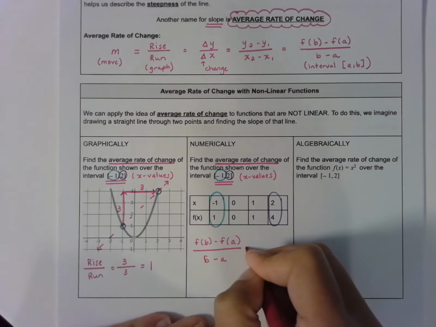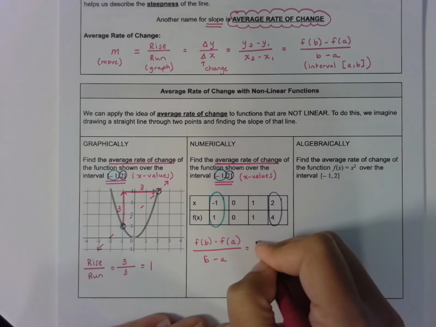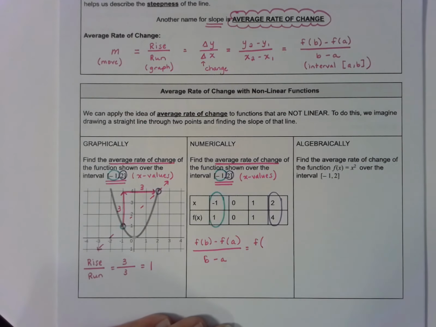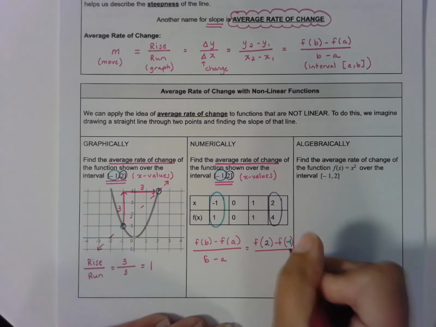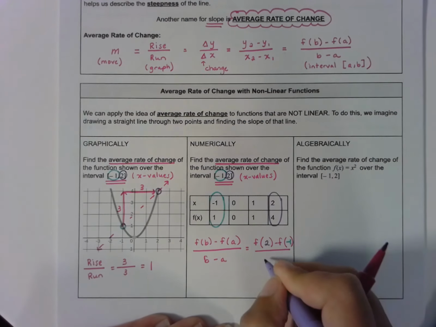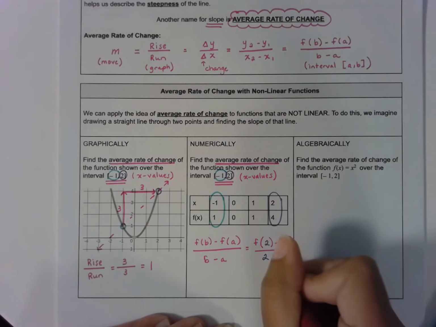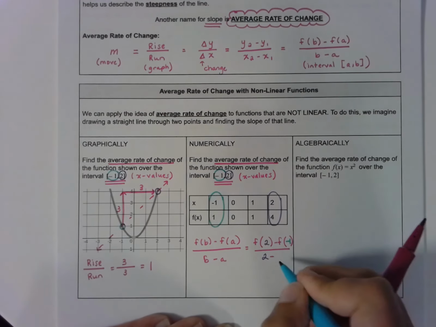And what we need to remember is that in this problem, our b would be our second x value, which from our interval we can see is a 2, minus f of, and then a would be our first x value, which in this table is a -1, all over 2 minus, and then -1.